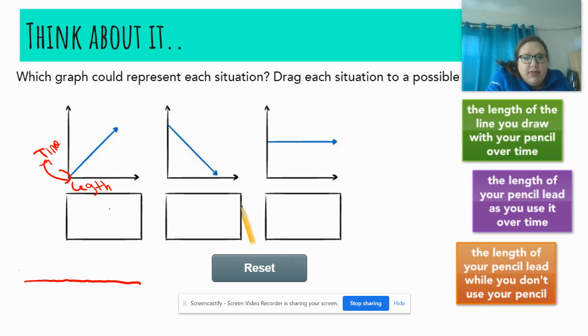All right, the length of your pencil lead as you use it over time. I think we can all agree that if this is time, and then this is the lead. So you start writing right here, and then as time goes by, wouldn't you agree that your lead gets smaller and smaller because then eventually you have to sharpen your pencil. And then if you don't use your pencil, the lead stays the same, or constant. So those are just some kinds of things to think about. So real world situations, that would be a linear function.